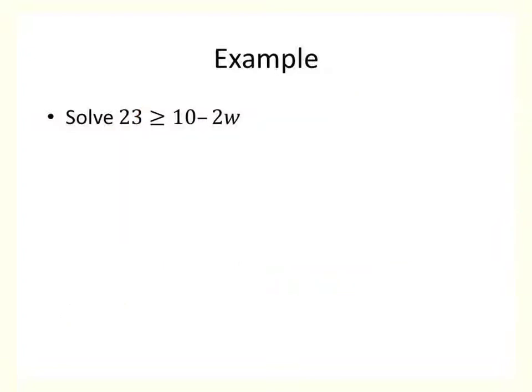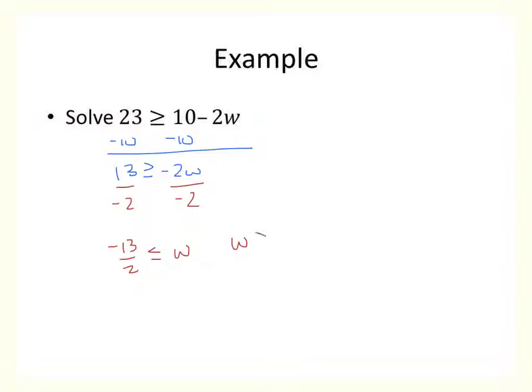All right, get w by itself. What do we do first? You need to move the 10 to the other side. Remember, you always get rid of your addition and subtraction before you get rid of your multiplication and division. So that's going to be 13 greater than or equal to negative 2w. Next step, divide by negative 2. This is going to be negative 13 halves is less than or equal to w. And if you want to flip it, w is greater than or equal to negative 13 halves.